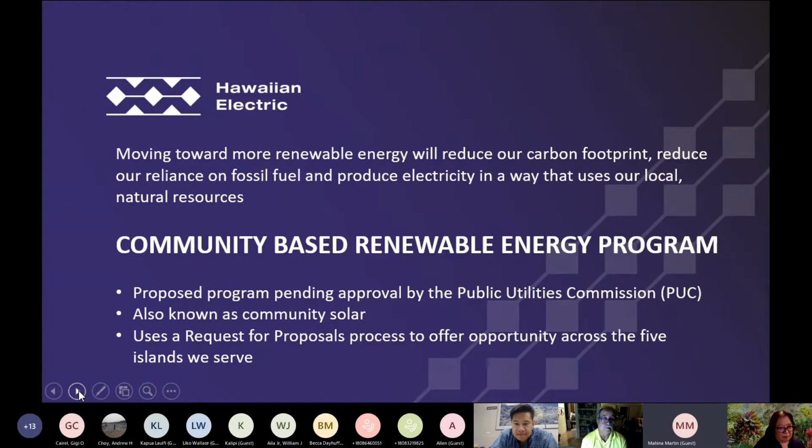Like DHHL and Julie has said, the possibility of any program having benefits for beneficiaries is good to bring out to the community and discuss a little bit, go over the information and answer any questions. Moving forward on renewable energy, whether it's Molokai through this program or any island, anywhere, it does help to reduce our carbon footprint. It truly reduces our reliance on fossil fuel and produces electricity in a way that we can use natural resources here locally. We're not subject to volatile fuel prices going up and down. I know all of you can experience that regularly there on Molokai.